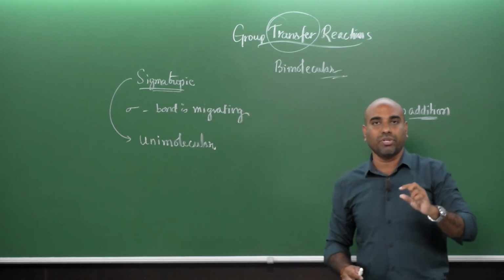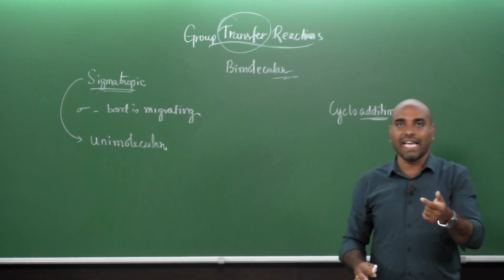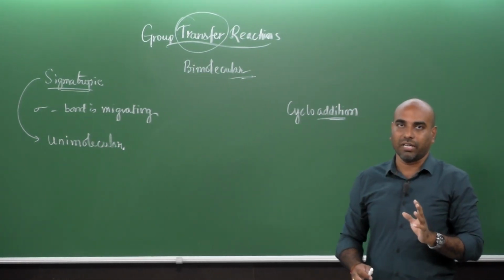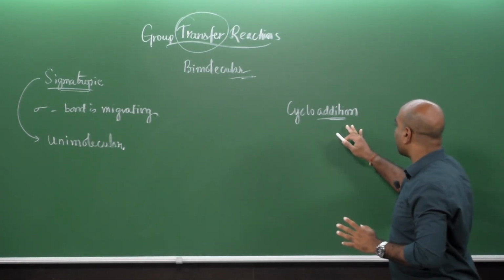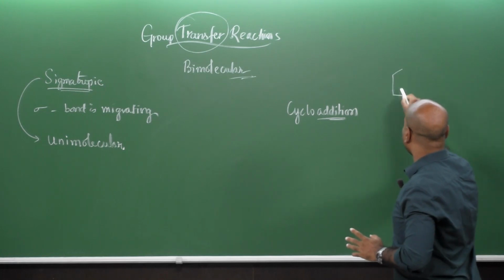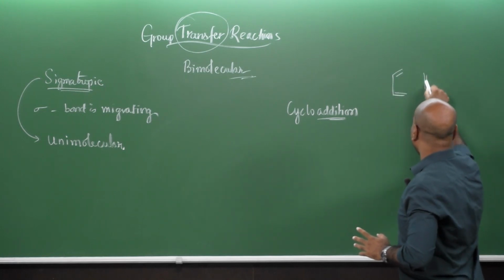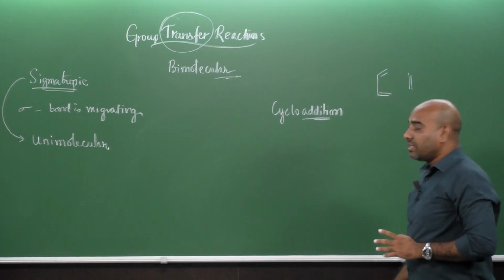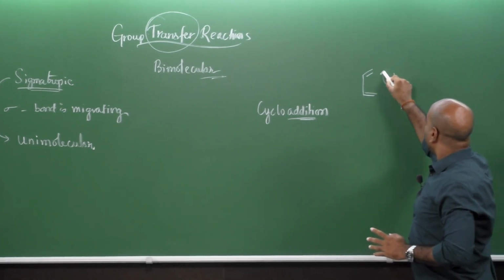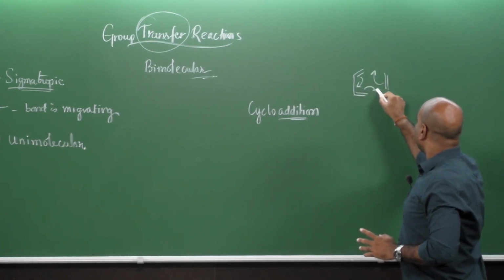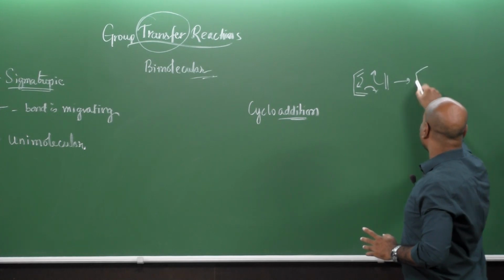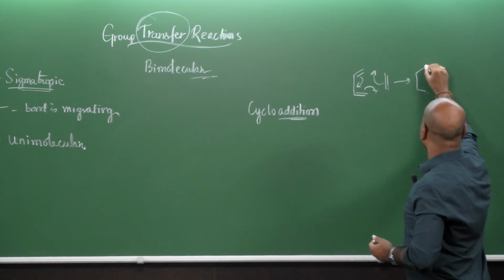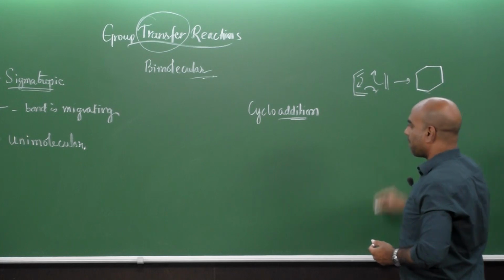That means you are producing a new sigma bond at the expense of an existing pi bond, right? That is what we have seen in the case of cycloadditions. The best known cycloaddition reaction is between butadiene and ethylene, right? So here what is happening? Via the cyclic transition state, you are able to see a cyclic product.